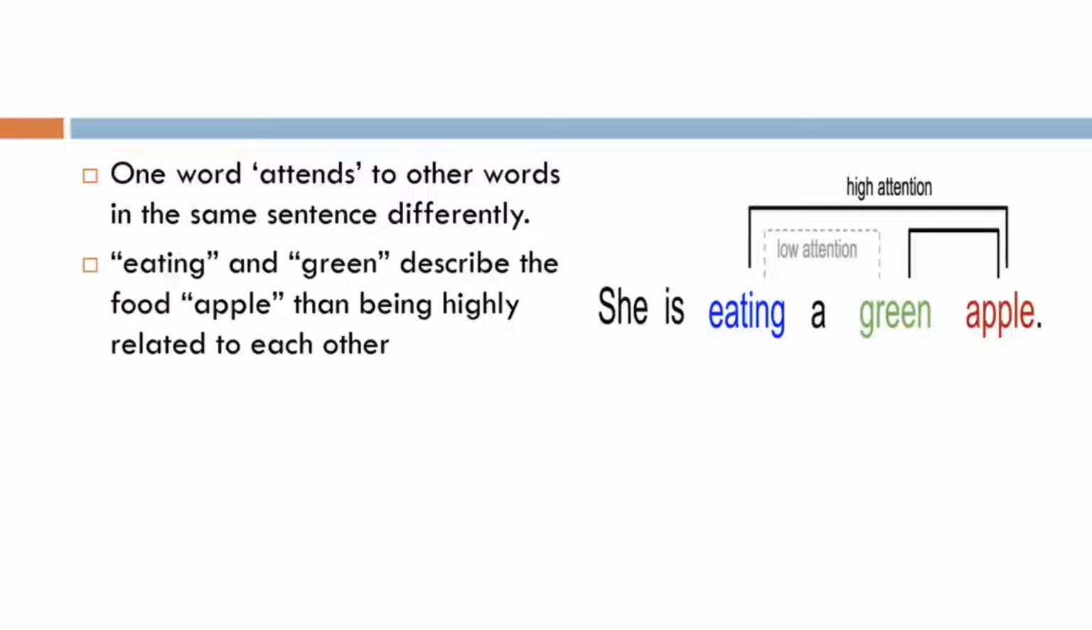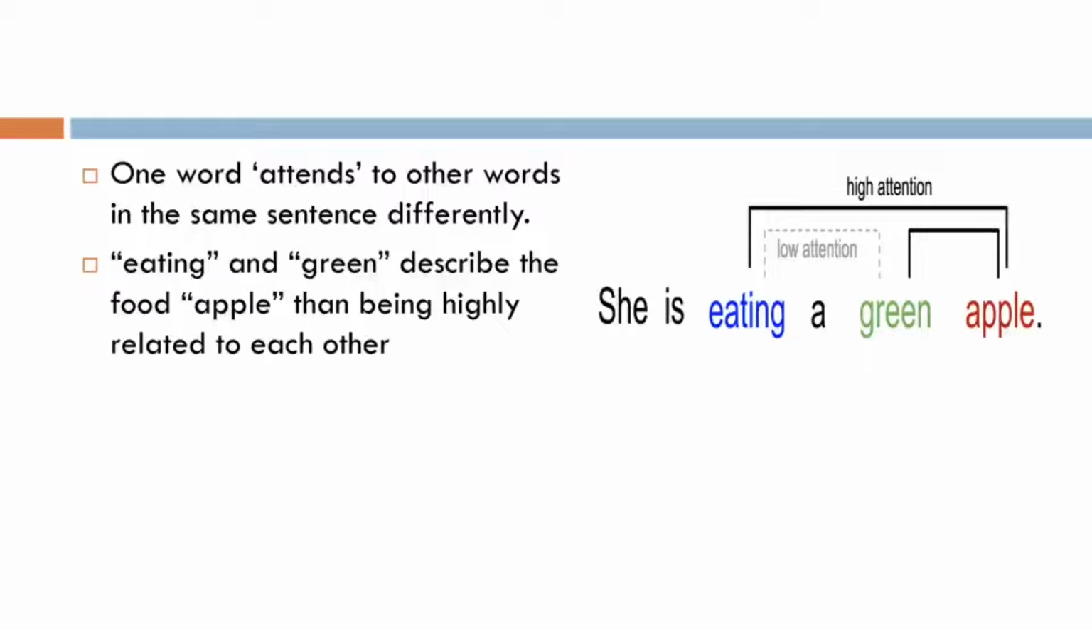Some words are more related to specific words than they are to other words. For example, the word eating is more related to apple, because what is the person eating? She's eating a green apple. The main thing is apple, right? Similarly, the word green also describes the apple, so it's strongly related to the word apple. Then eating and green are related to each other, yes, she's eating a green apple, but essentially the word eating depends upon apple.